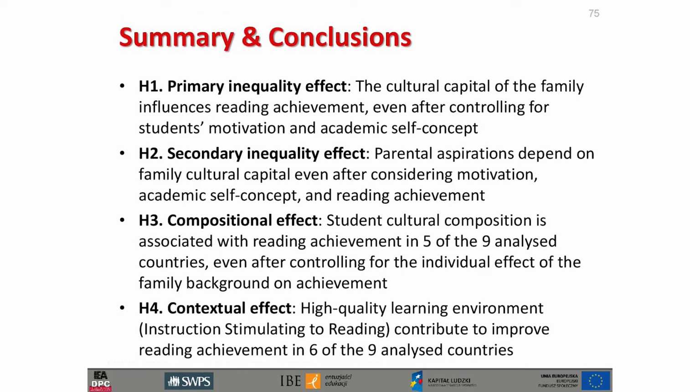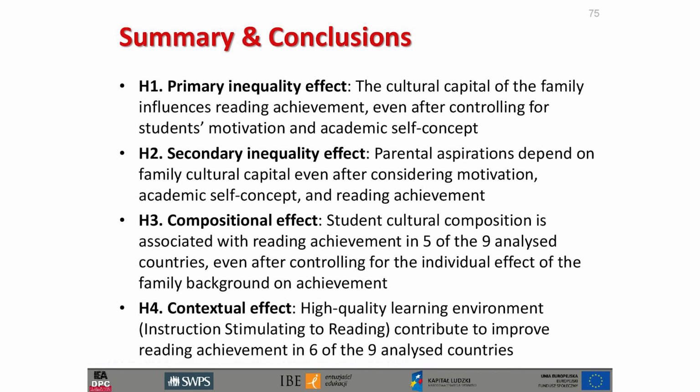So to conclude, the first hypothesis, primary inequality effects: the cultural capital of the family influences reading achievement even after controlling for students' motivation and academic self-concept. And in this case, I can speak about causal relationships based on theoretical approaches because, of course, it is not the case that the reading achievement influences the cultural capital of the family, right? I didn't test it, but usually we could assume that the causal relationship is from the cultural capital to the achievement.